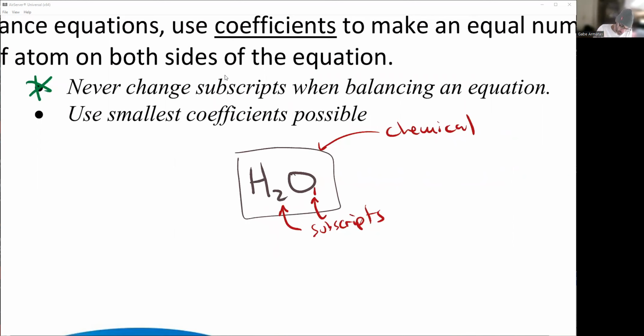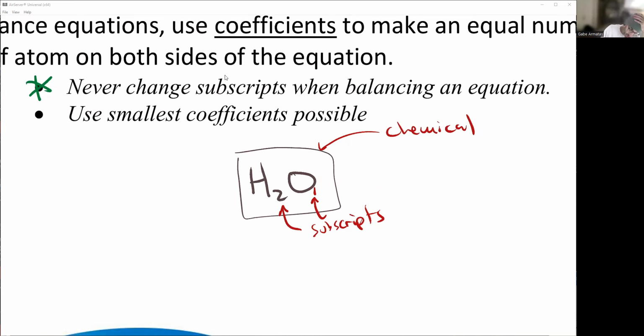In fact, these subscripts can also be called moles. So 2 moles of hydrogen, 1 mole of oxygen make up water, okay? It's an equal ratio of numbers, okay? So in any event, those subscripts cannot be changed. We're going to talk about this later, so I'm just going to erase it for now. But we can't change those subscripts.